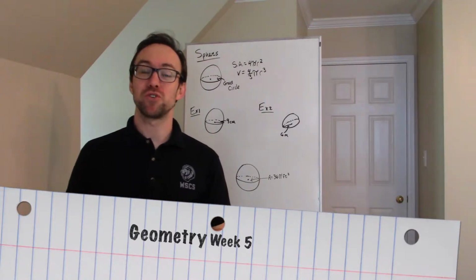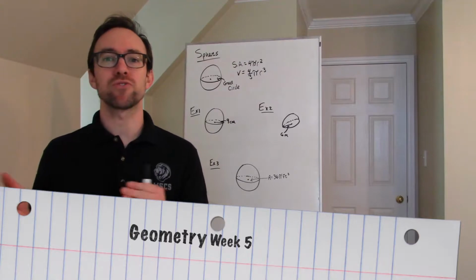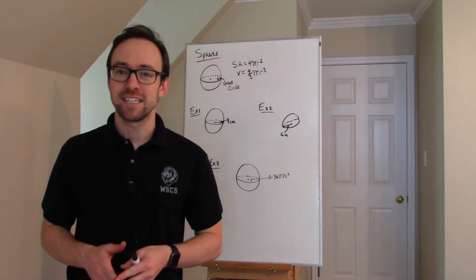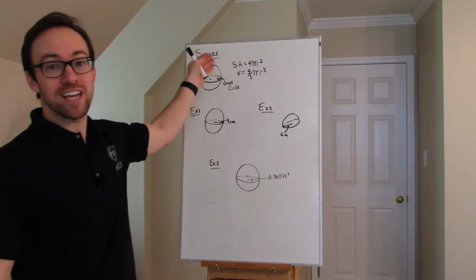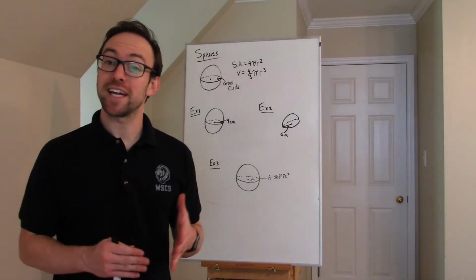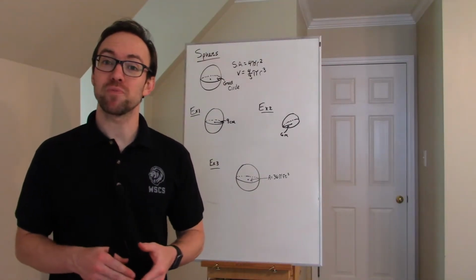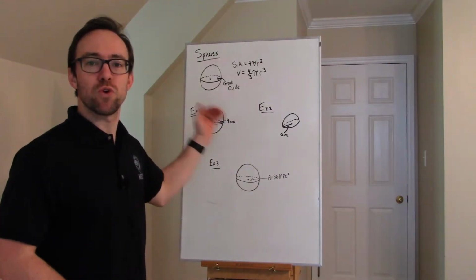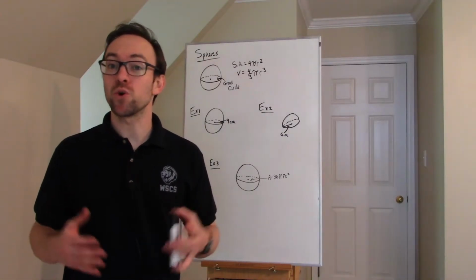This week we are going to finish up the unit on surface area and volume. Today is the last lesson, and it's going to be the surface area and volume of spheres. So let's go ahead and look at the surface area and volume of a sphere. I went ahead and wrote on the board the two formulas that are going to be critical for this lesson.